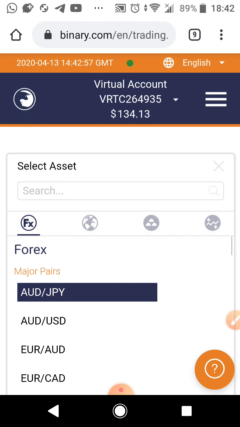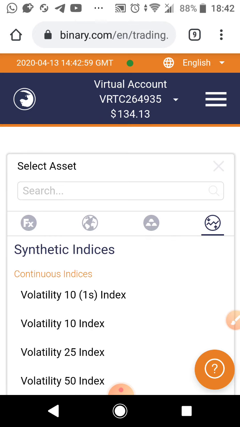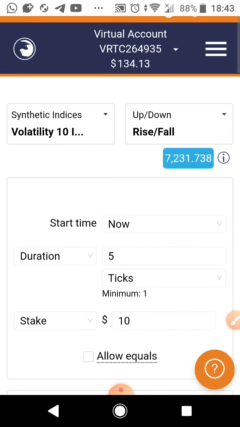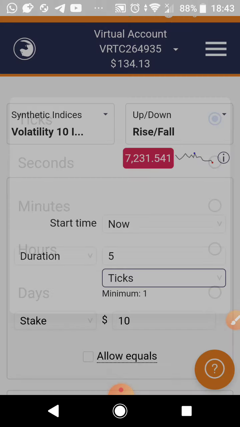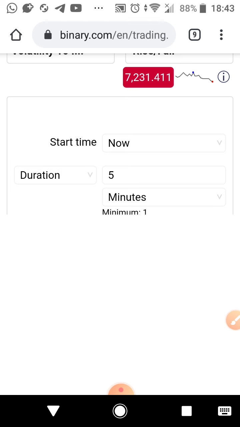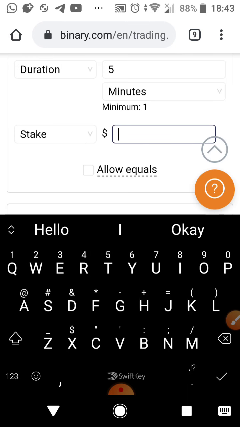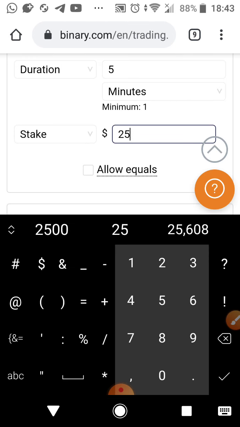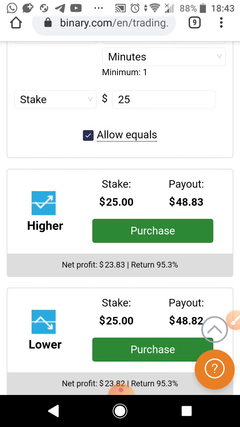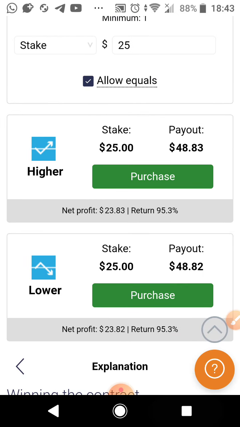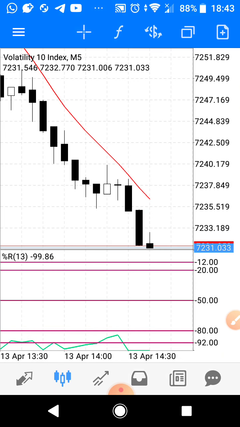Now let's go to indices. Volatility 10, 5 minutes. That is the first thing you do. You set everything. I'm using 25% of my stake. 25, allow equals. Then let's go back to our signal and check what is happening. You can see it's still going down. I can't place any trade.